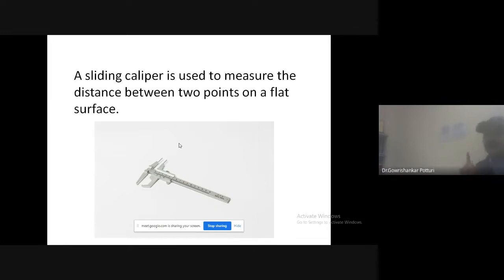As I told you, there are various methods of body anthropometric measurements. So skin fold calipers we have used to measure the body fat. Here we are using the sliding caliper to measure the distance between 2 points, especially on the bony landmarks.